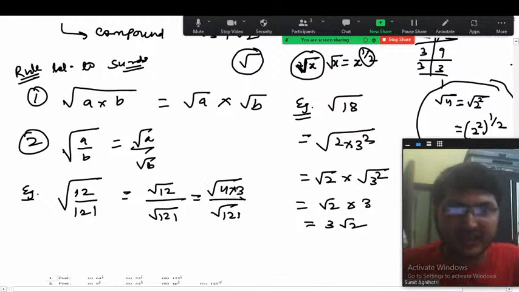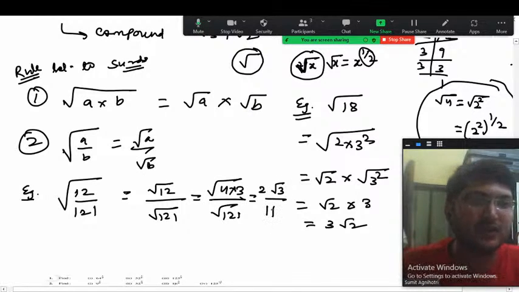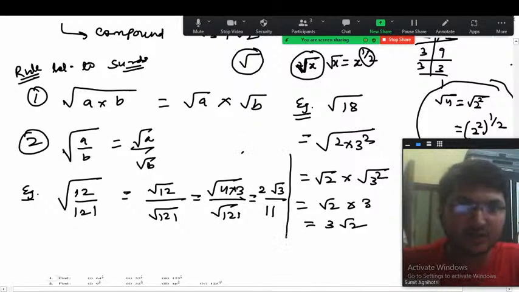Here as well, the square root of 4 is going to be 2, and root 3 is there, and root 121 is actually 11. That is why the answer is going to be 2 root 3 over 11. Similarly, many other rules are there.